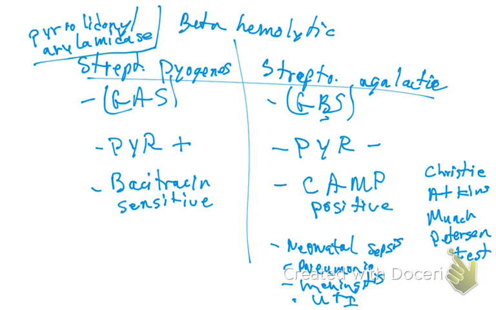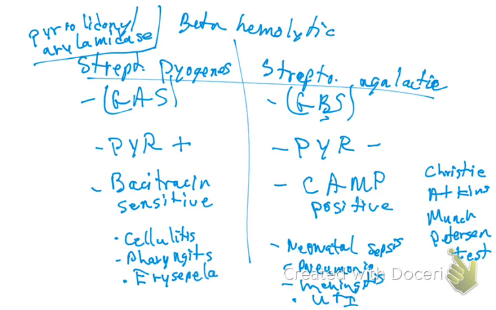Now, what about Streptococcus pyogenes? Pyogenes causes cellulitis, also causes pharyngitis, inflammation of the pharynx, and also can cause erysipelas. Basically, those are the causes.